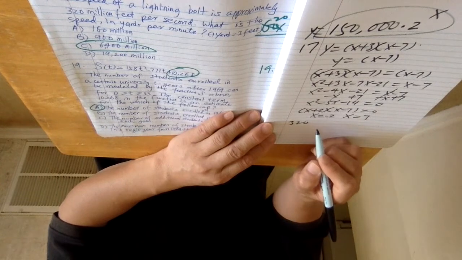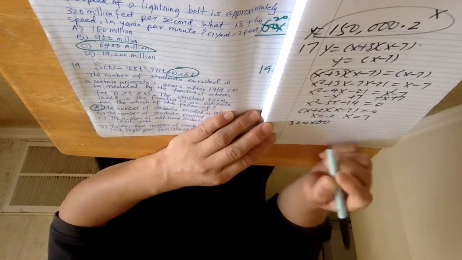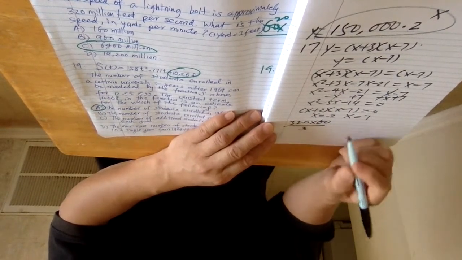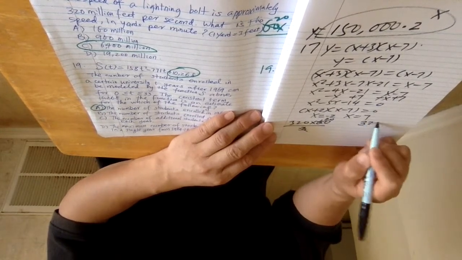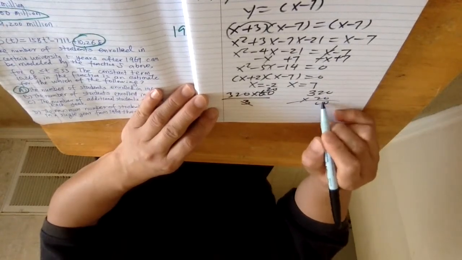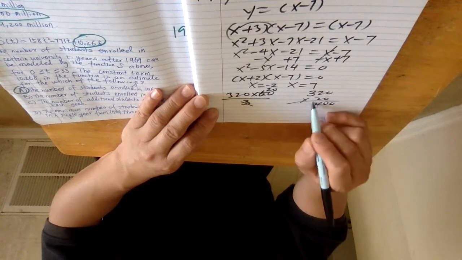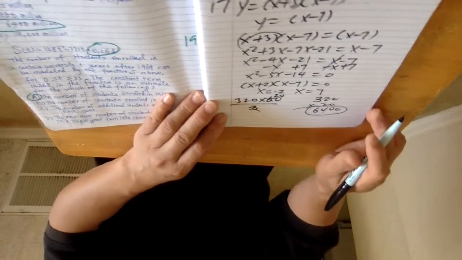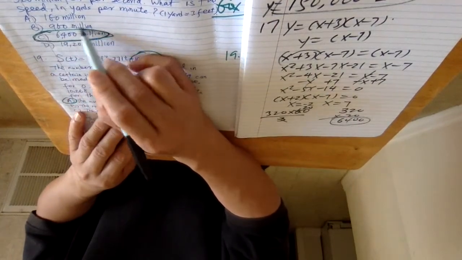Because we have 60 seconds in a minute, we're going to multiply by 60 and then divide by 3, and we'll get the answer. So 3 goes into 60 20 times, 3 times 20 is 60, 0, 4, 0. 6 times 2 times 3 is 6. So the 6400 million. So the answer is 6400 million.